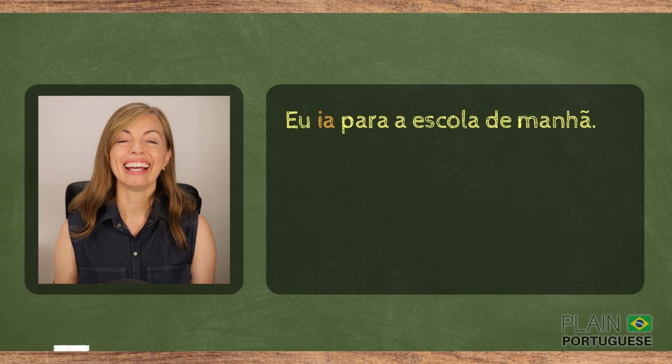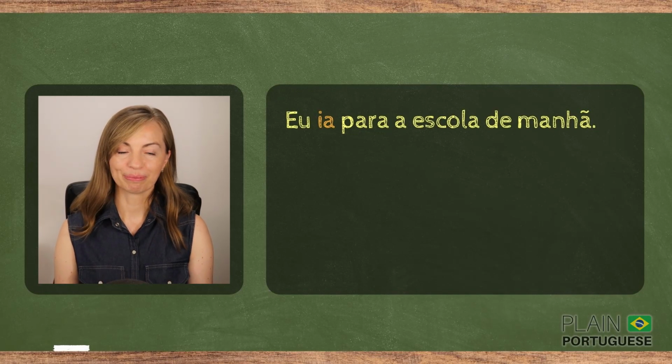Today there's no tip, but a challenge. I'll share with you a little bit about my school years when I was around 12, but I'll speak only in Portuguese. I'll be using only regular verbs in the past imperfect. AR, ER, and IR regular verbs. Ready? Ok, vamos lá. Eu ia para a escola de manhã.